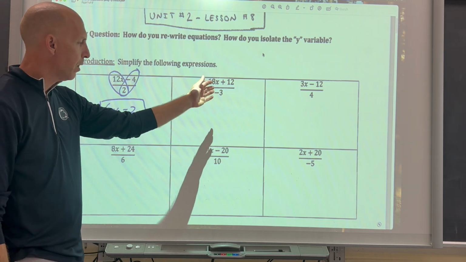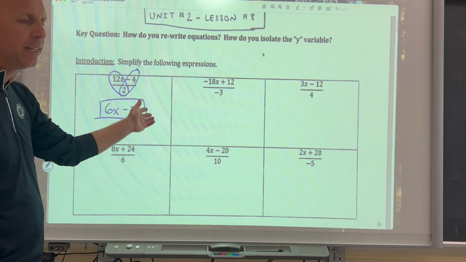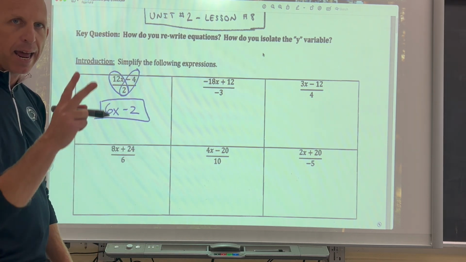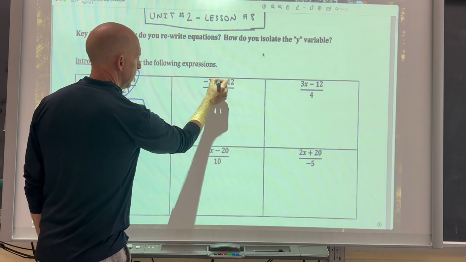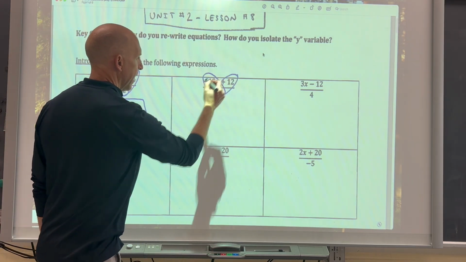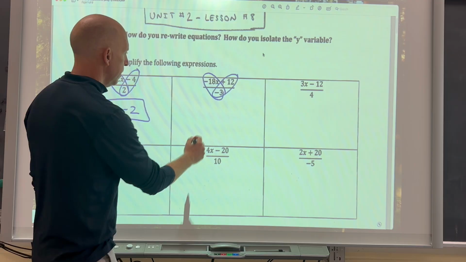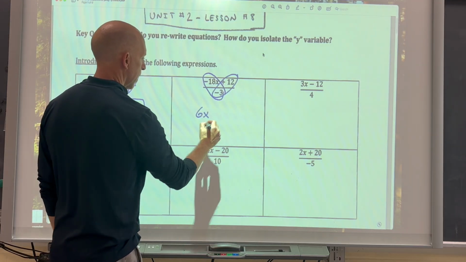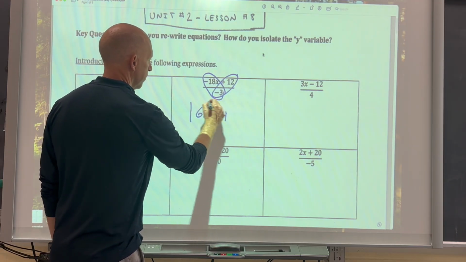Negative 18x plus 12, that quantity divided by negative 3. Again, both these terms need to be divided by negative 3. So we get 6x minus 4.